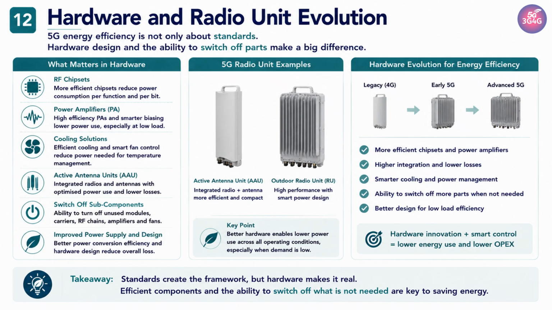Smarter cooling can reduce energy used for temperature management. Better integration can reduce losses between components. More advanced radio units may be able to deactivate unused modules, carriers, RF chains, fans, or processing blocks when they are not needed. This matters, especially at low load. If a radio unit cannot shut down subcomponents, the network may create a theoretical sleep opportunity but achieve only limited real energy saving. So standards create the framework, but hardware makes the savings real. The best results come when 5G NR radio design, intelligent control, and efficient hardware all work together.